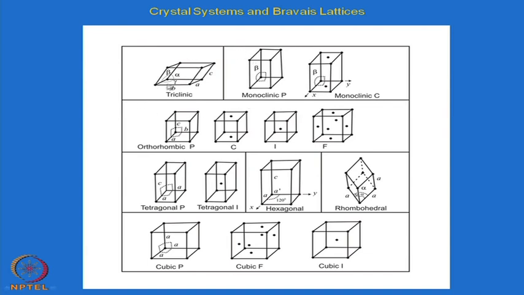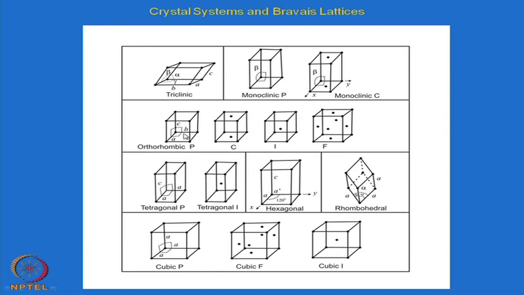So, these are the axes, you can see this is A axis, this is B axis and this is C axis. So, alpha is the angle between A and C, beta is the angle between A and B, beta is the angle between B and C, and alpha is the angle between A and B. So, these are A, B, C axes and alpha, beta, gamma are the angles between them.